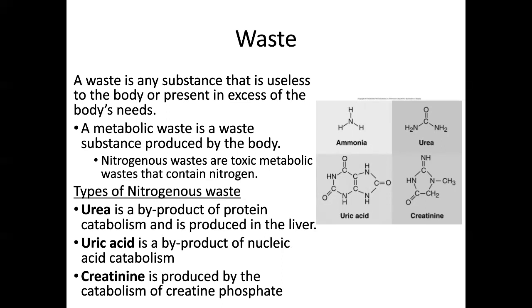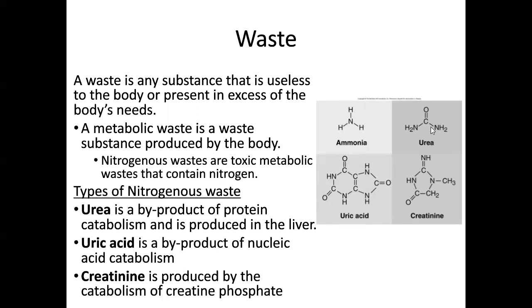But when we think about waste, more than likely what we're thinking about are metabolic wastes, which are those produced by the body, like the 4 that are shown over there on the right, which all happen to be a type of what we call nitrogenous waste, which are toxic metabolic wastes that contain nitrogen. Examples of nitrogenous waste include urea, which is a byproduct from the breakdown of protein, the protein catabolism stuff that we talked about the other day.